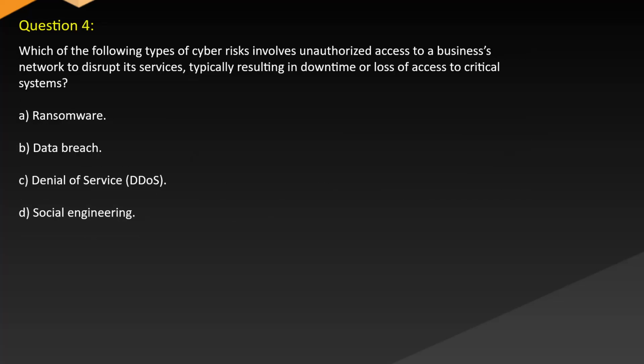Question 4. Which of the following types of cyber risks involves unauthorized access to a business's network to disrupt its services, typically resulting in downtime or loss of access to critical systems? A. Ransomware. B. Data breach. C. Denial of service, DDoS. D. Social engineering.